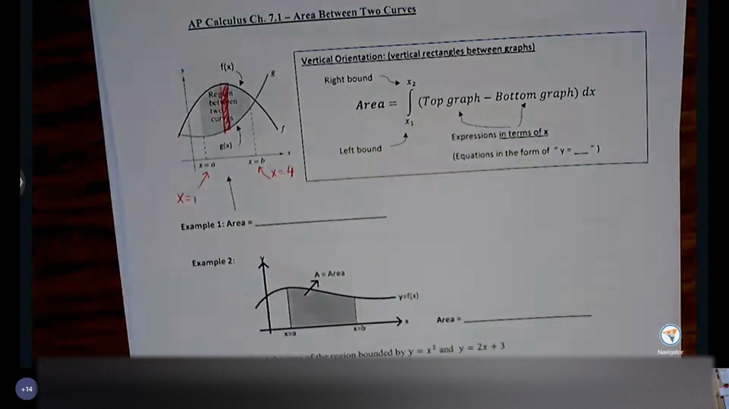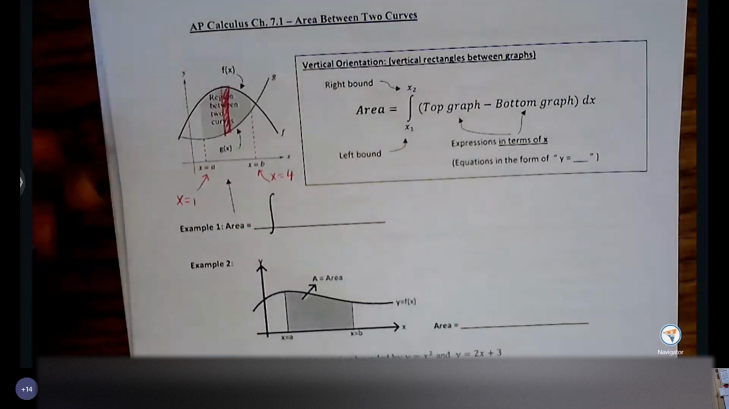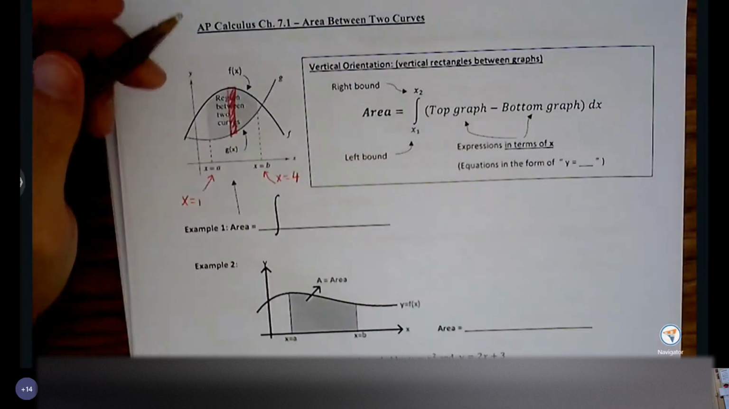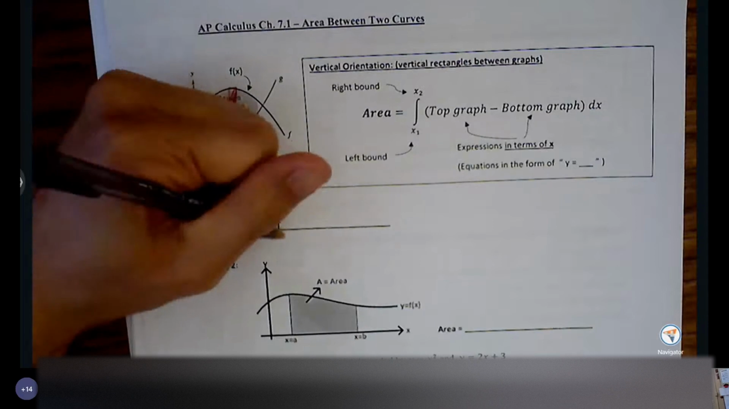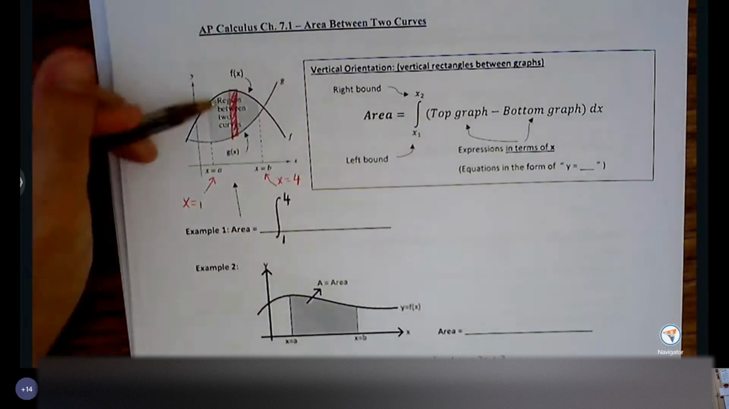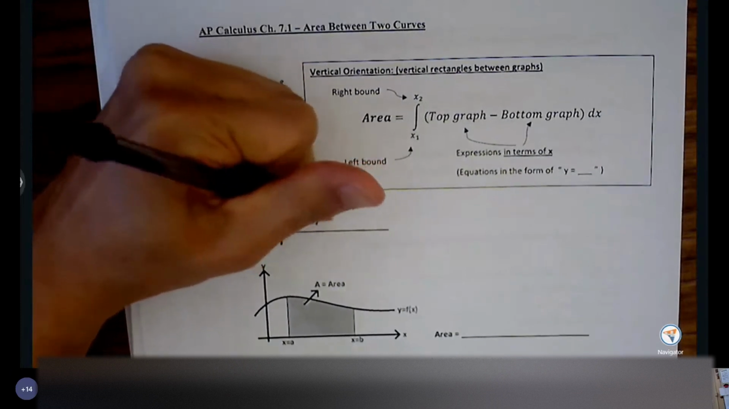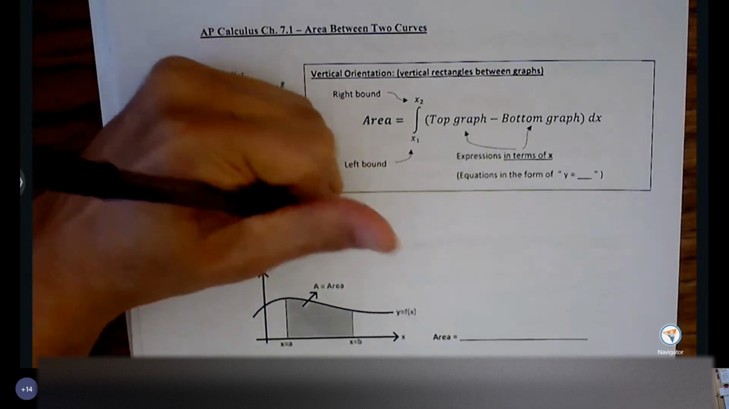So we can start putting it into our formula. Our area of the shaded region for this graph is the definite integral from our left bound to our right bound, from 1 to 4, of the top graph minus the bottom graph, so f of x minus g of x dx.